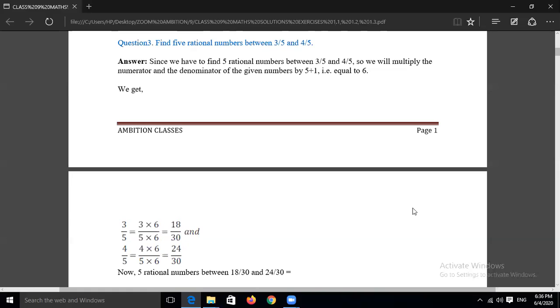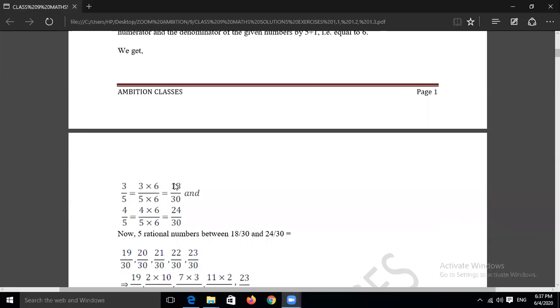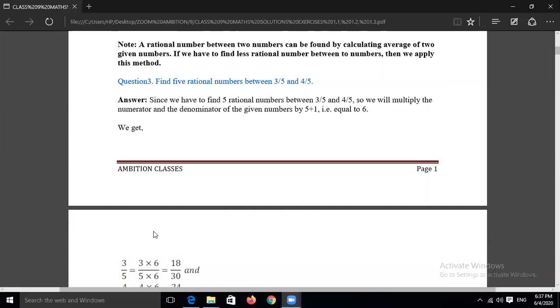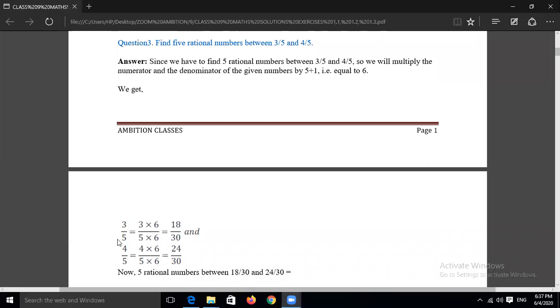Okay, come to the point again here. We want to get 5 rational numbers, so we multiply it by 6. Remember one more: for 5 rational numbers, we have to multiply by 5 plus 1, that is 6. So 3 by 5 becomes 18 by 30, and 4 by 5, 4 into 6, becomes 24 by 30.